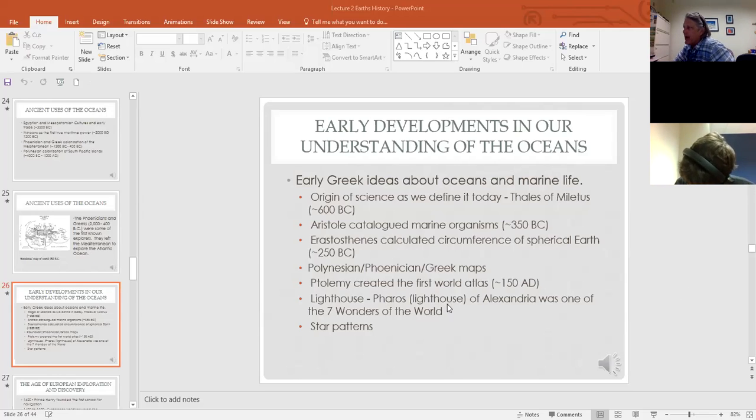The first lighthouses were built in Alexandria, and one of them is one of the 7 wonders of the world. Star patterns, constellations, were studied by the ancient Greeks, and we know that the North Star and other reference stars are used for navigation.